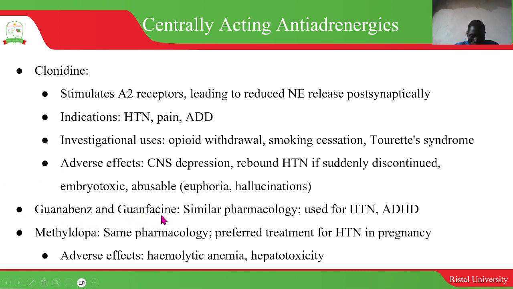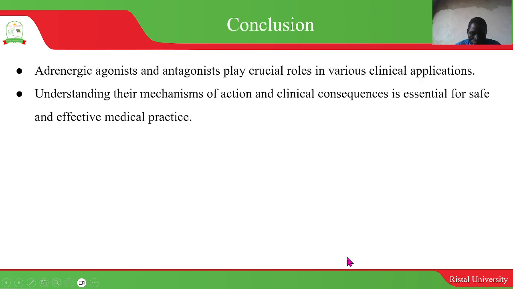Guanabenz and guanfacine, this is a similar pharmacology to clonidine, and they are used for hypertension and attention deficit hyperactivity disorder. Okay. Methyldopa, we say it's the same pharmacology, preferred treatment for hypertension in pregnancy. We know methyldopa is the drug of choice we always use for pregnant mothers. The adverse effect, it might also cause hemolytic anemia and hepatotoxicity, liver damage.